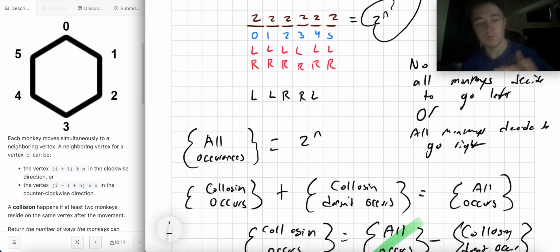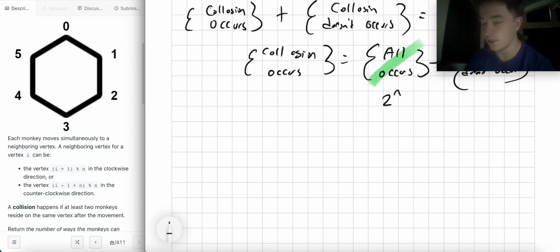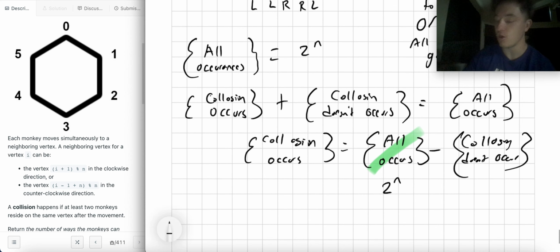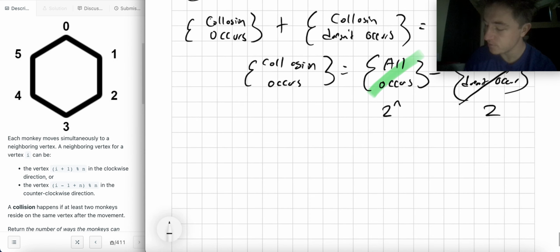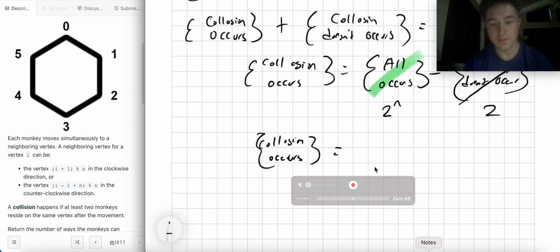Okay. So basically this only works if everyone decides to go in the same direction, which is pretty intuitive. So there's only two cases, right, where they all go left or they all go right, where a collision doesn't occur. So a collision occurs how many times? All the times except for the two where they all decide to go the same direction. And that's two cases, because they either all decide to go left or they all decide to go right. Okay. So then that is the solution to this problem, 2 to the n minus 2.